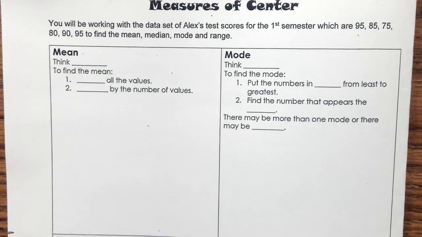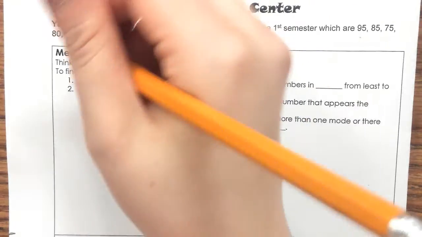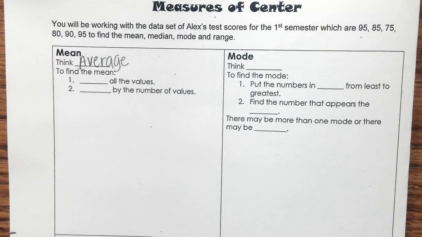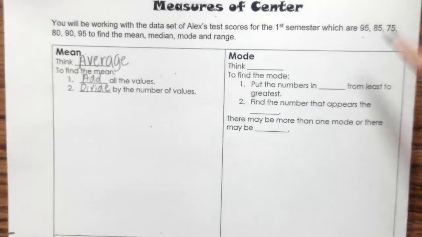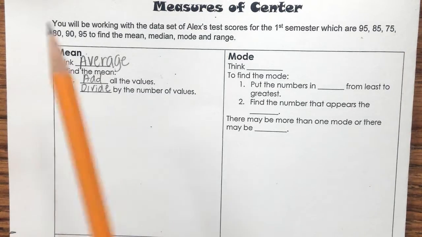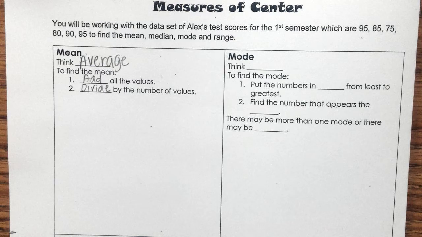First of all, we have to figure out what all these words mean. The first one we're going to start with is the word mean. When we see this word, we want to think average. If we wanted to find the average height of our class, we would add up all the numbers and divide by how many students are in the class. Working with test scores, we're going to add all the values and divide by the number of values we have. So if we look here, we have 1, 2, 3, 4, 5, 6. He took 6 tests in this one class, so we're going to be dividing by 6 on this one.